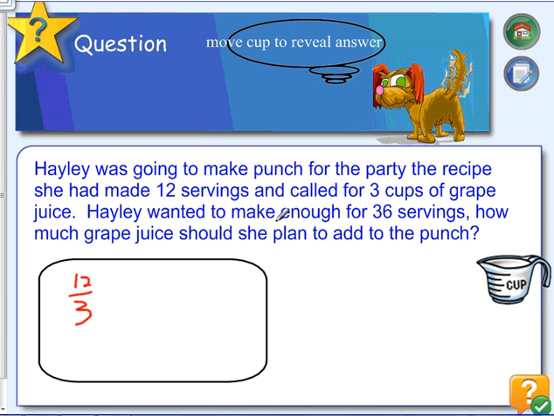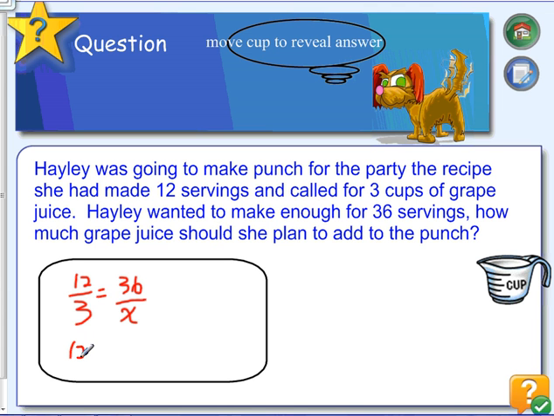All right, and we want to figure out how much grape juice she should plan to add to the punch. So she needs 36 servings, and I'm putting 36 on top because my servings for the 12 are on top, so we need to stay consistent. So we also need to put servings for the other proportion on top, and then my cups are going to go on the bottom. I don't know how many cups of grape juice I'm going to need for 36. That's actually what we're trying to solve for, so I'm just going to call that X. Then through cross multiplying, I can make this problem flat.